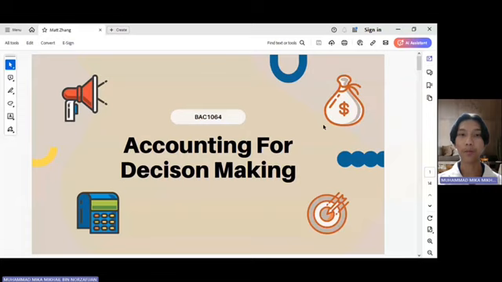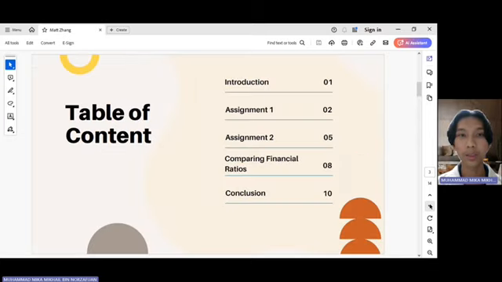Assalamualaikum. For today, I will be presenting my part on the assignment of accounting for decision making. I will be sharing my screen right now that we have prepared. As you can see here, the table of contents: we have introduction on page 1, assignment 1 on page 2, assignment 2 on page 5, comparing financial ratios on page 8, and conclusion on page 10. So let's get straight into the introduction.